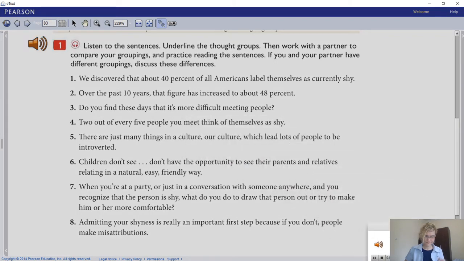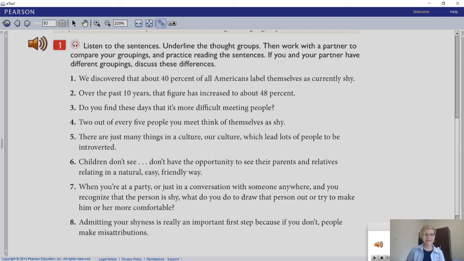1. We discovered that about 40% of all Americans label themselves as currently shy. 2. Over the past 10 years, that figure has increased to about 48%. 3. Do you find these days that it's more difficult meeting people? 4. 2 out of every 5 people you meet think of themselves as shy. 5. There are just many things in a culture, our culture, which lead lots of people to be introverted. 6. Children don't have the opportunity to see their parents and relatives relating in a natural, easy, friendly way. 7. When you're at a party, or just in a conversation with someone anywhere, and you recognize that the person is shy, what do you do to draw that person out or try to make him or her more comfortable? 8. Admitting your shyness is really an important first step, because if you don't, people make misattributions.